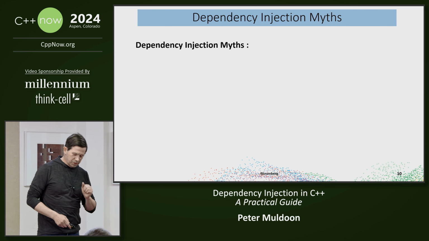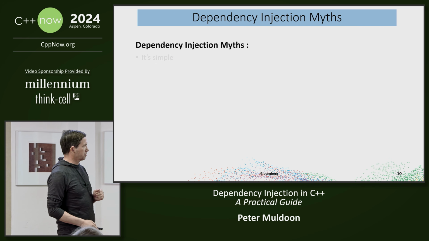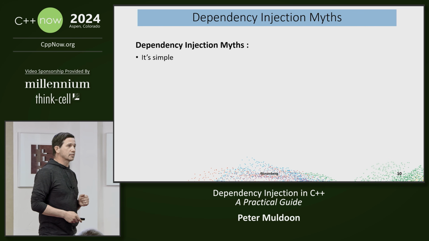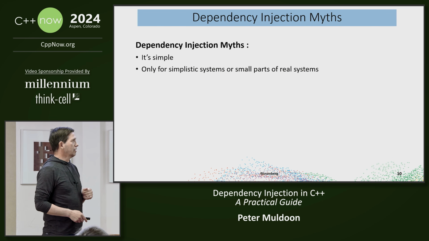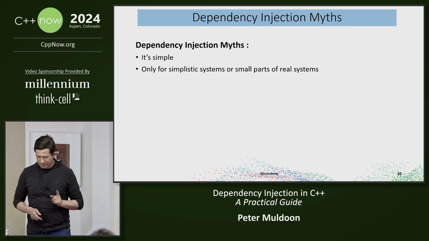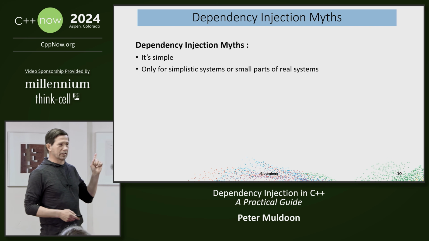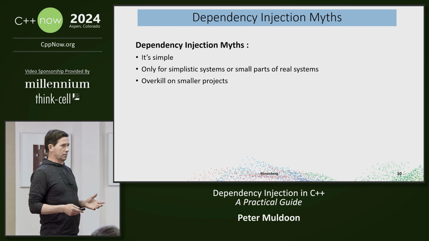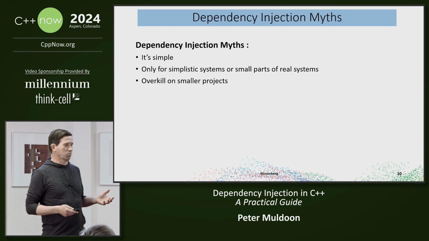So let's start with some dependency injection myths that I've found. I was going to say lies, but that's too strong, right? It's simple. That's one of the things it says. No, it's not, and I'm going to show you why, all right? Only for simplistic systems or small parts of real systems. That's probably just to keep number one roughly true, right? But it's not really. It's overkill on smaller projects, right? Because smaller projects never grow into big ones, right? So why would you put it in?